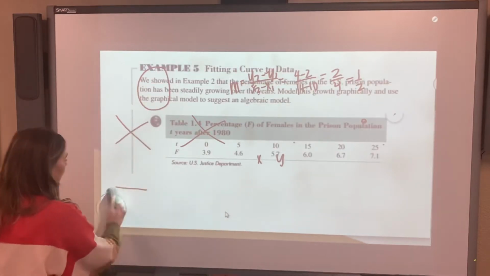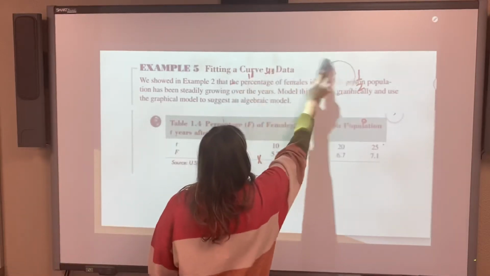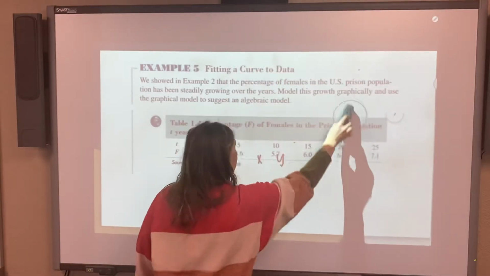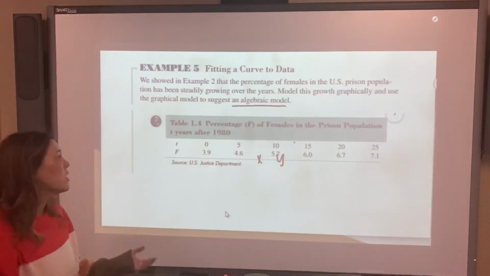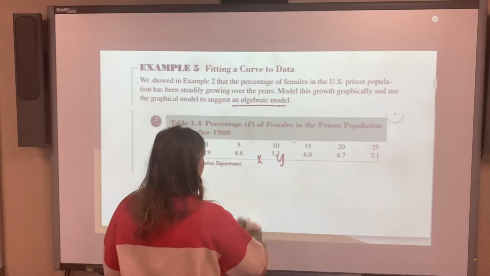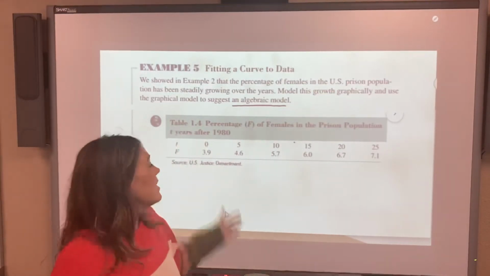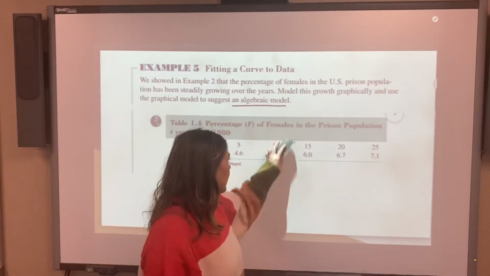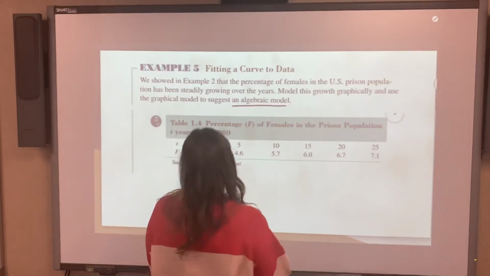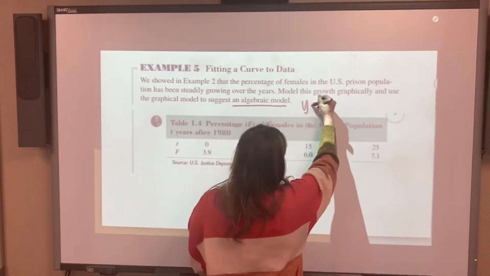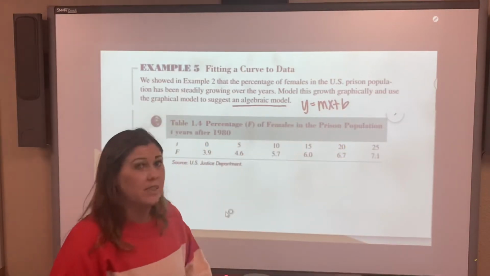And so here we have another fitting a curve by data. So we are basically trying to match this data with an algebraic model. And so this talks about percentages of females in the prison population. Okay, so there was a previous example, I skipped it, and we're going to go to this one to talk about how to make an equation. An algebraic model is going to be in y equals mx plus b form. Okay, this is going to be our line of best fit to match this.